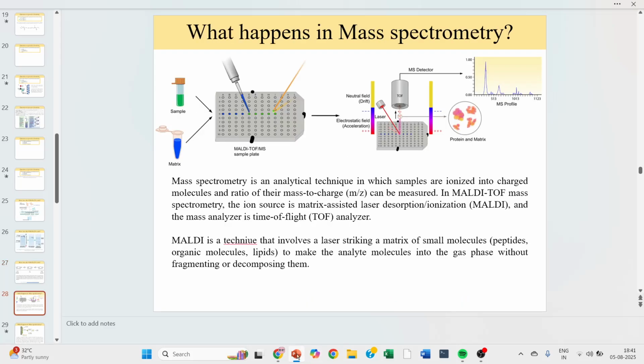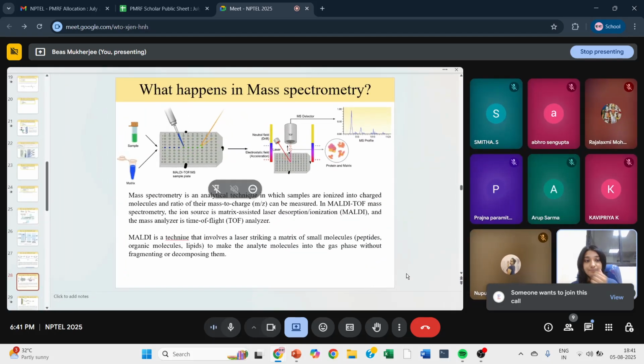Okay, so now what happens in mass spectrometry? There's a difference between spectrometry and spectroscopy. Spectroscopy means you're analyzing the interaction of matter with light. We had studied about spectroscopy in the previous class. But spectrometry means that you are measuring something. So mass spectrometry is an analytical tool in which the samples are ionized into charged molecules, and then based on the mass by charge ratio, they are measured.